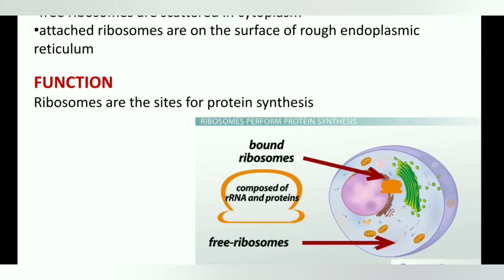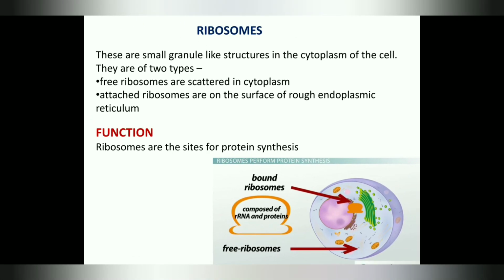So two types of ribosomes are there, that is free ribosomes and attached ribosomes. Free ribosomes, you can see in the picture, are present here and there in the cell, whereas attached ribosomes are attached to the rough endoplasmic reticulum. What is the function of ribosomes? Ribosomes are the site for protein synthesis.